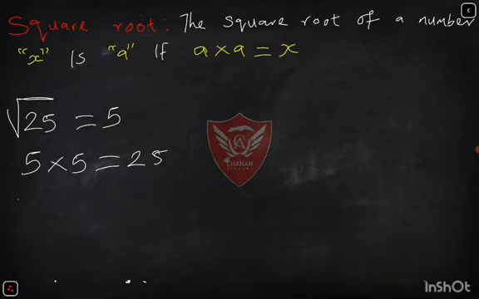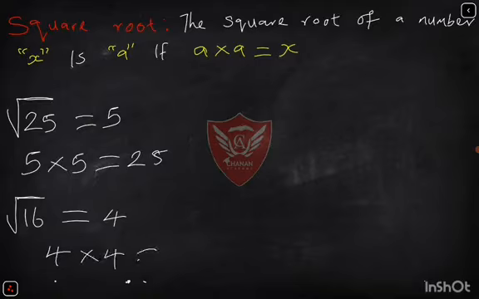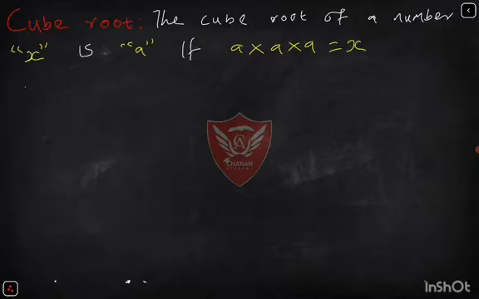Alright, let's take another example. Let's say the square root of 16. What would the result be? So the result will be 4. And that is because 4 multiplied by 4, the result is 16.